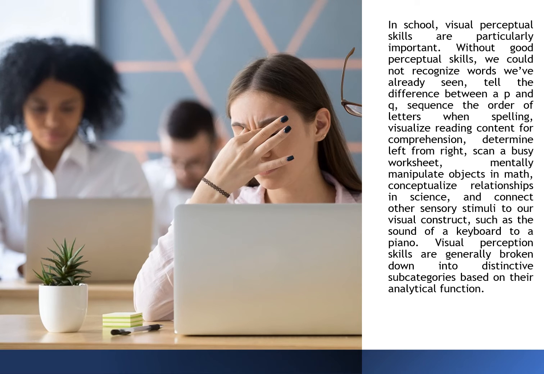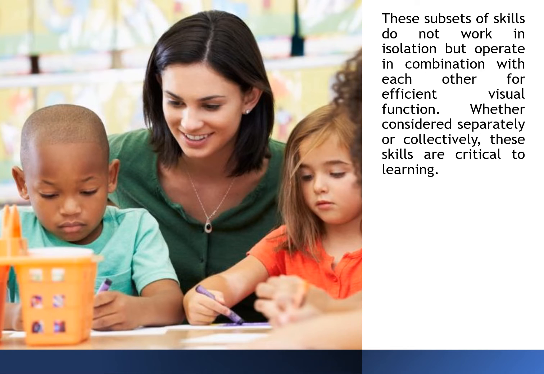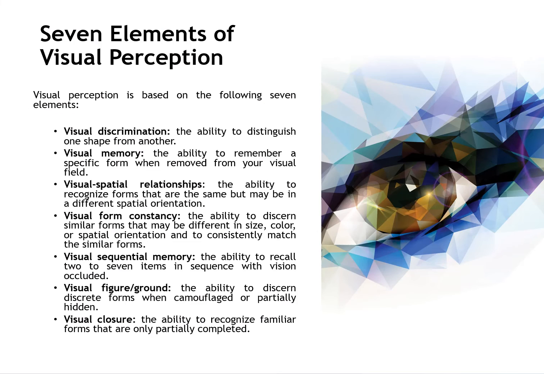Visual perception skills are generally broken down into distinctive subcategories based on their analytical function. These subsets of skills do not work in isolation, but operate in combination with each other for efficient visual function. Whether considered separately or collectively, these skills are critical to learning. Visual perception is based on the following 7 elements.